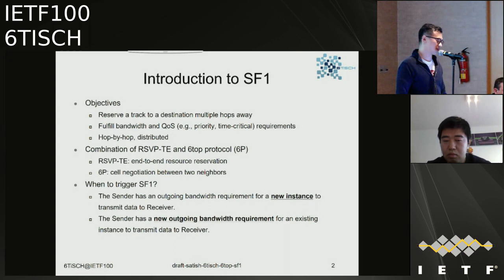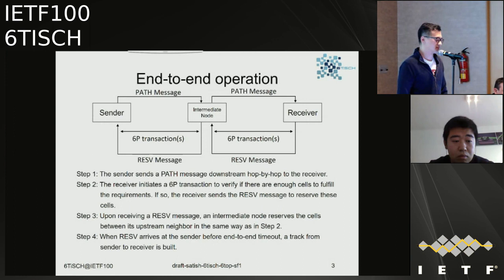And SF1 is triggered in two situations. The first one is when the sender has a new instance to transmit data to the receiver. The second one is when the sender has new requirements for an existing instance. From the end-to-end perspective, once SF1 is triggered, the sender should send a PATH message hop by hop downstream to the receiver. Upon receiving the PATH message, the receiver should initiate a 6P transaction to verify if there are enough cells to fulfill the requirements. And if so, the receiver should send the RESV message to reserve these cells.